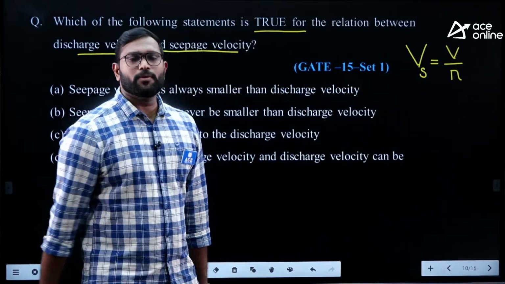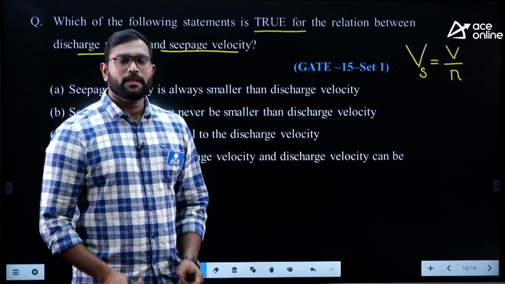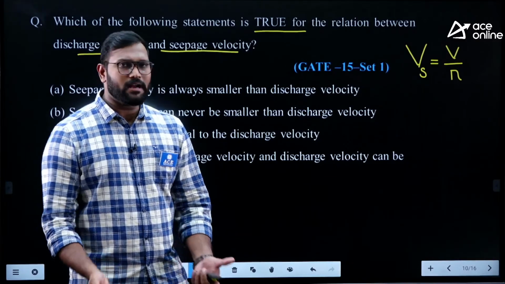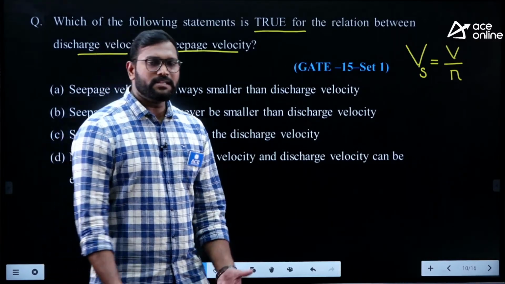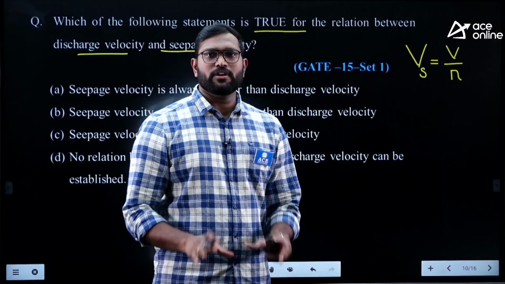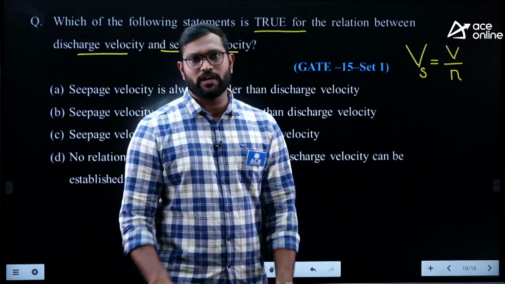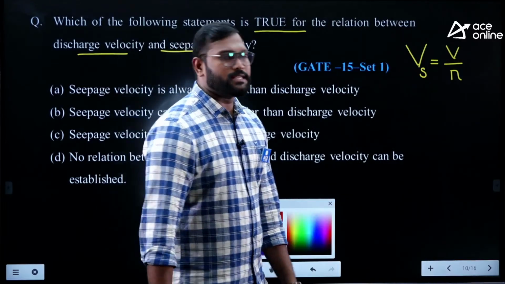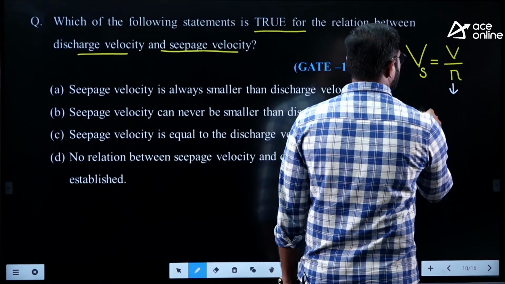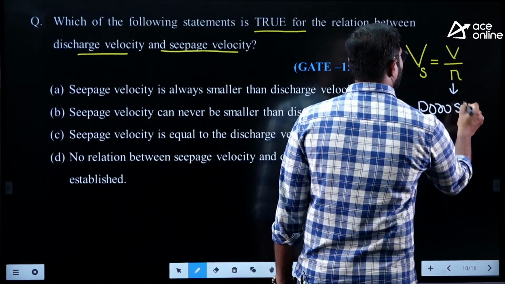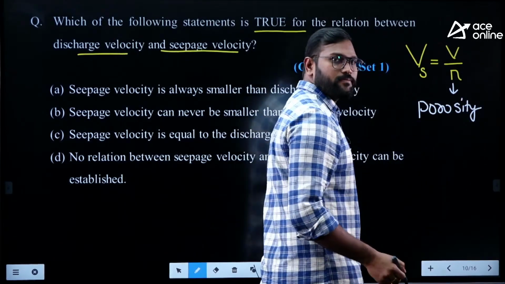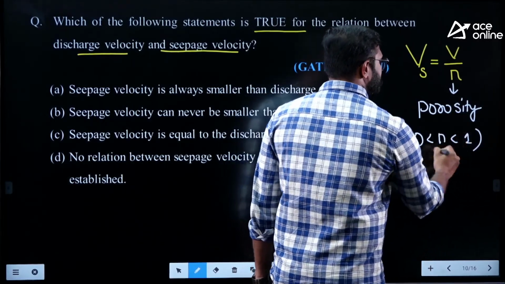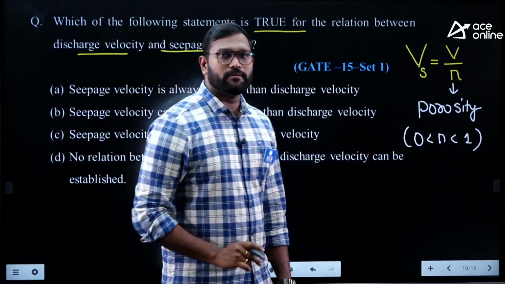You see n is nothing but porosity. What is porosity? Percentage of voids. Can the percentage of voids be 100%? If the percentage of voids is 100%, then the entire soil is a void. We are not discussing that. So if you remember the range of the porosity, n is nothing but porosity, which represents the percentage of voids. The range of n is 0 less than n less than 1. So n value will never be equal to 1.